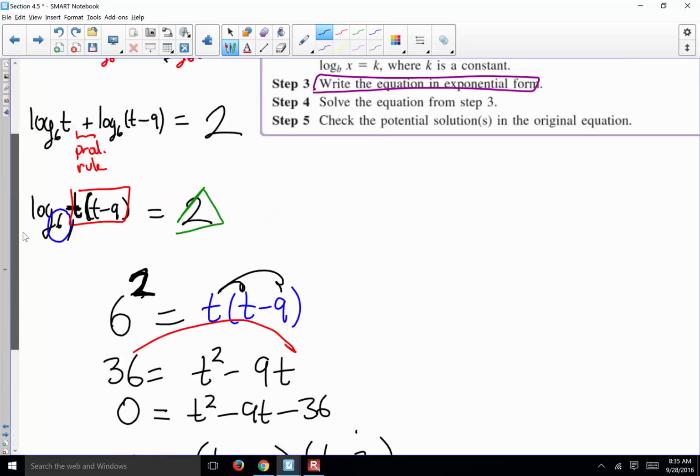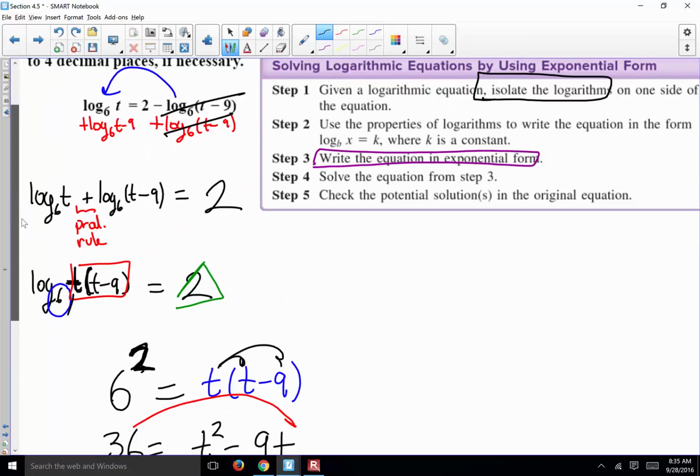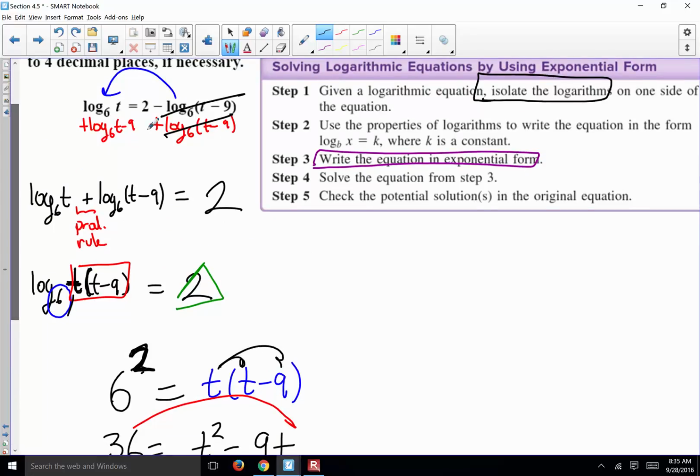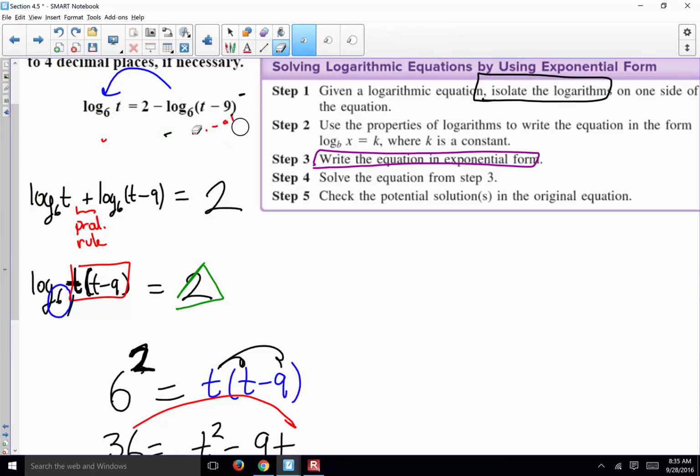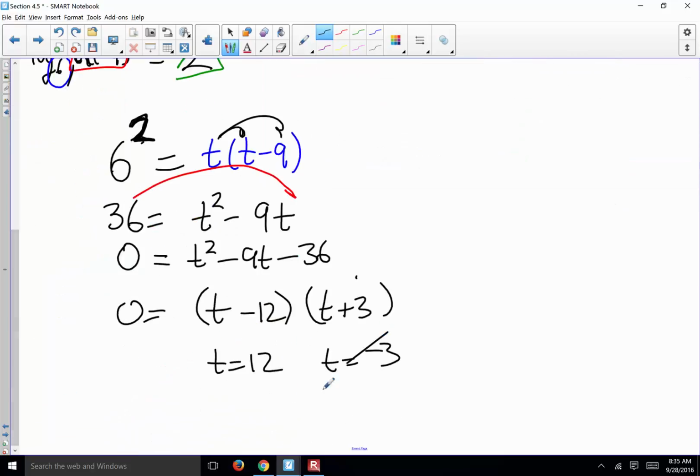Alright, one of them should be fake. Which one is fake? Of course, negative 3. Right? Why? Just plug in negative 3 here. Can you compute logarithm of negative 3? No. This is a fake one.